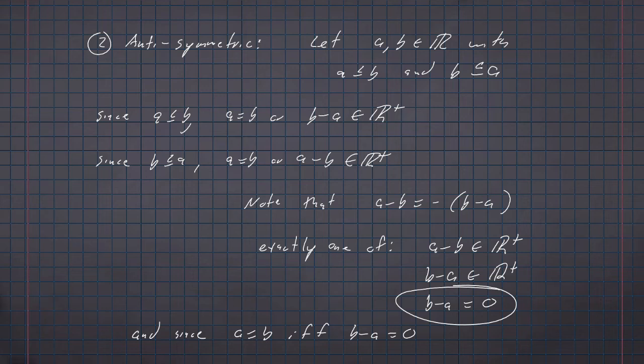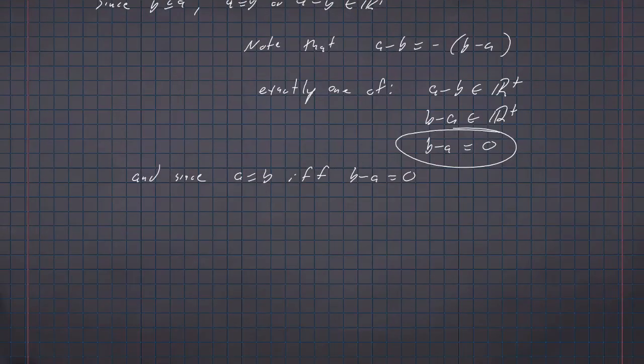The other ones preclude satisfying. If B minus A is positive, then it cannot be the case that B is less than or equal to A. And if A minus B is positive, it cannot be the case that A is less than or equal to B. So B minus A being 0 is the only way to satisfy that. So we get that A is equal to B.